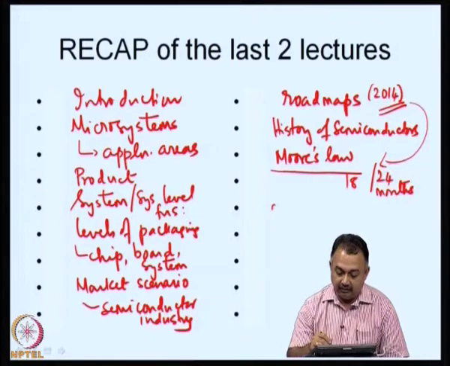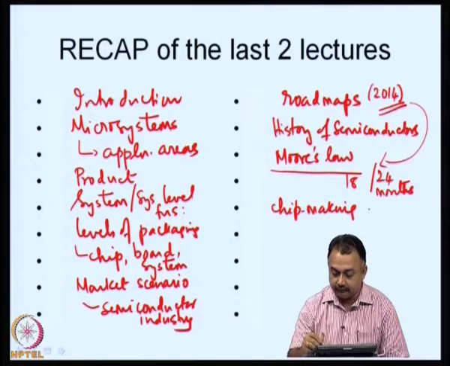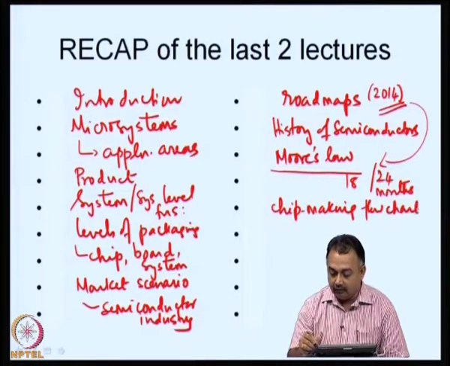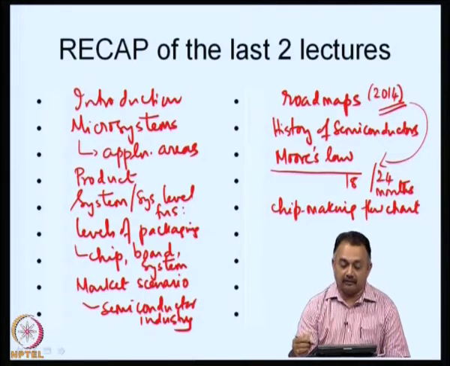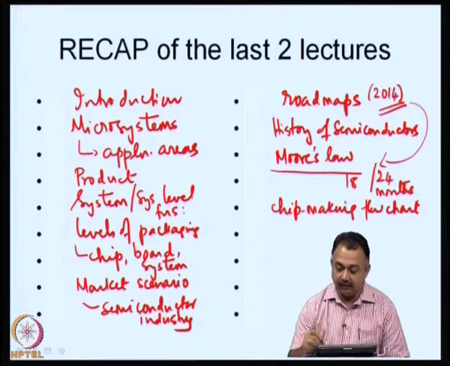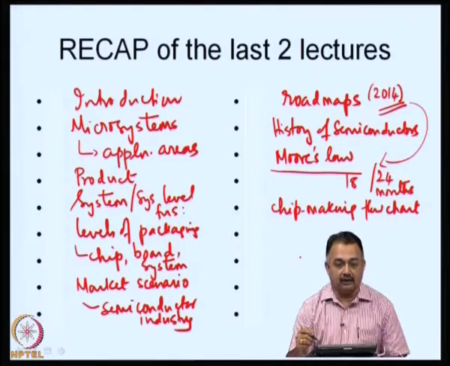Then we briefly talked about the chip making process, the chip making flow chart. Of course, I mentioned to you that we are going to look at a detailed process flow of how a chip is made. So, these are some of the things that we have seen in the last class.